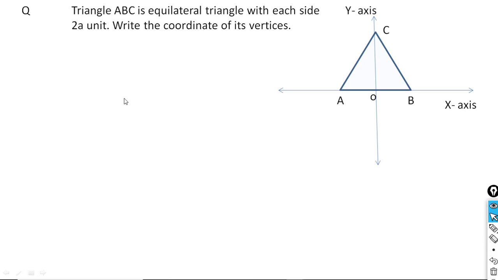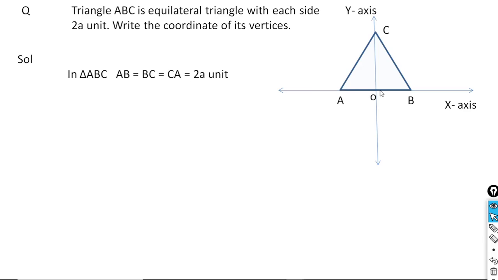Let us discuss this problem here. Now here is the triangle given to you, an equilateral triangle with each side 2a units. It is asked to find the coordinates of its vertices. Now students, we observe here that AC, AB and BC, all distances are 2a units. We have to find the coordinates of points A, B and C. For finding the coordinates of point A, the distance OA is required, OB is another distance required, and OC, all these three distances are required.